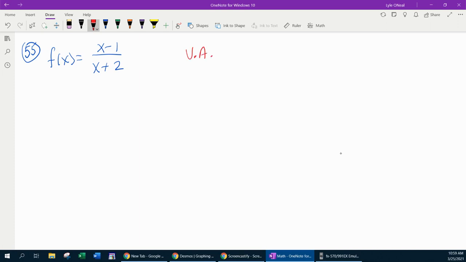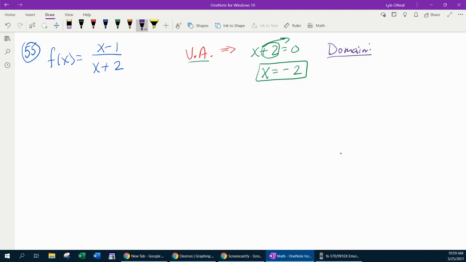Vertical asymptote, super easy. You simply set the denominator equal to 0 and solve. So x plus 2 equal to 0, when I move the 2 over, gives us x is negative 2. And that's it. That is our vertical asymptote. Now that is also going to give us our domain. So the vertical asymptotes are going to be the restrictions on the function.